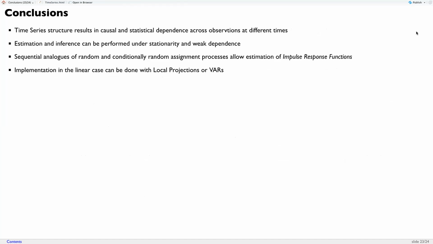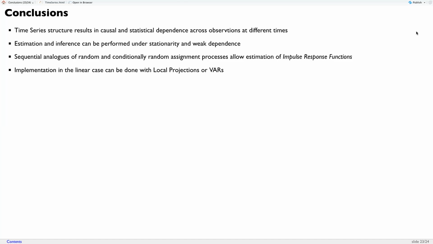You can perform estimation and inference under stationarity and weak dependence. So if you do appropriate transformations, if you are lucky enough that the historical patterns don't have too strong of an impact on present patterns, then you can do things that look very similar to what we're used to, so simple averages. And there are sequential analogs of random and conditionally random assignment that will allow us to measure sequences of causal effects called impulse response functions.